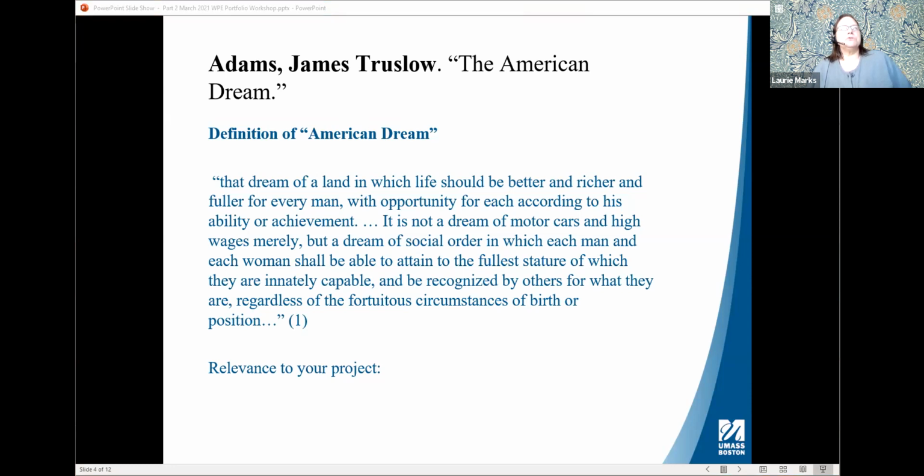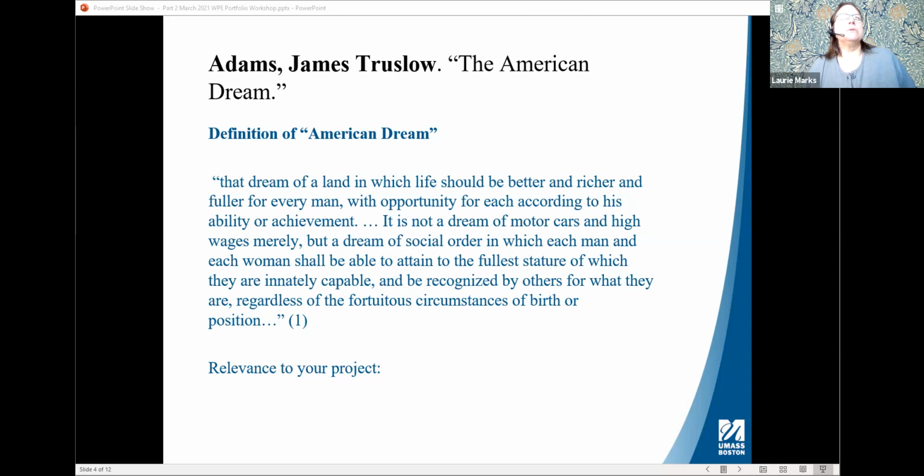This guy, James Truslow Adams, was the first person to use the term American dream and the first one to explain what it is. So I'm giving you this quotation, which I'm going to read out loud to you. The American dream is that dream of a land in which life should be better and richer and fuller for every man, with opportunity for each according to his ability or achievement.